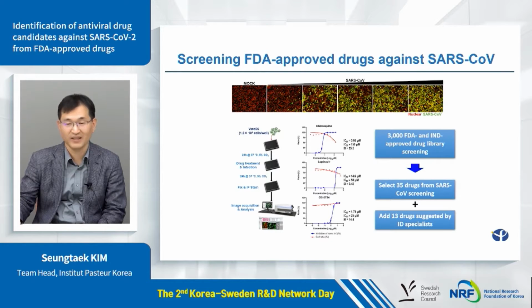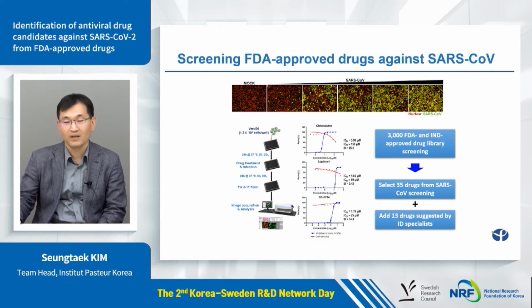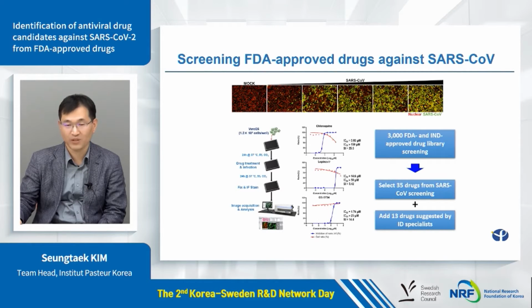The blue lines indicate inhibition of virus replication in the presence of increasing concentration of the drugs. The red lines indicate cell viability. A good drug candidate should have a low IC50 value with low or no toxicity. Okay, we started the screening experiment with 3,000 FDA and IND approved drugs. Out of these, we selected 35 potential antiviral drug candidates and later added 13 drugs which were suggested by infectious diseases specialists.